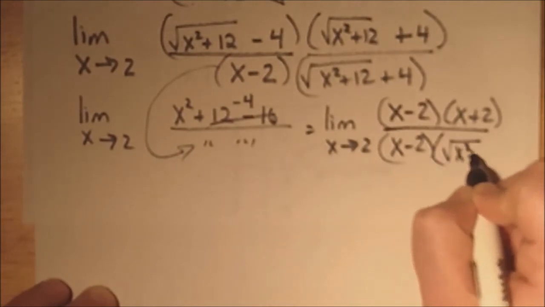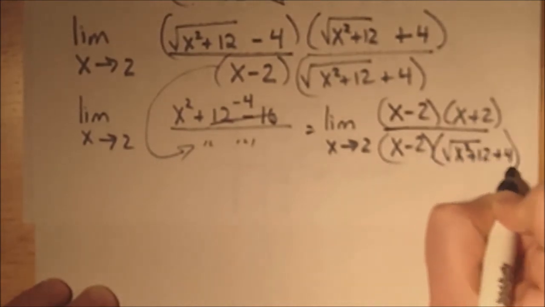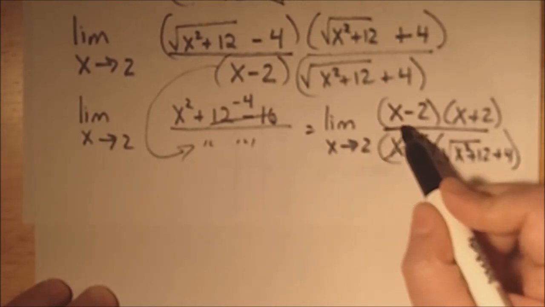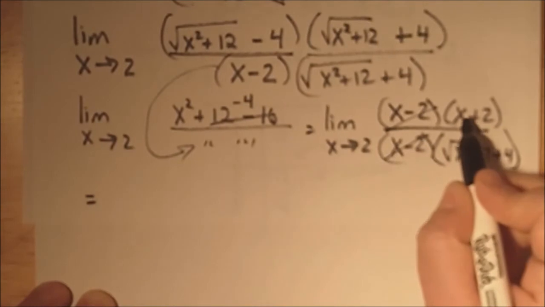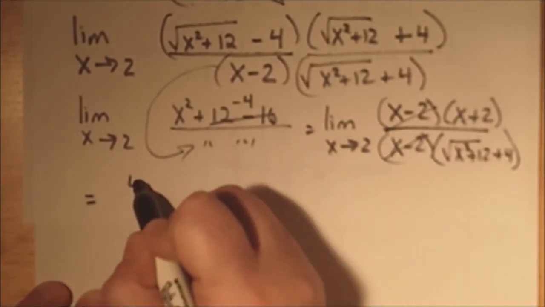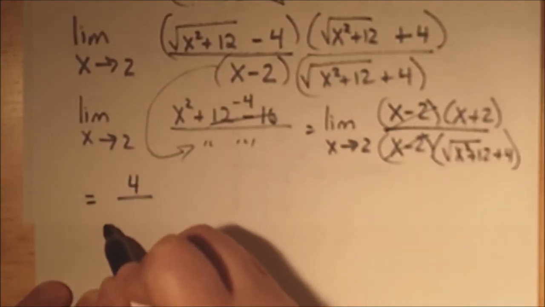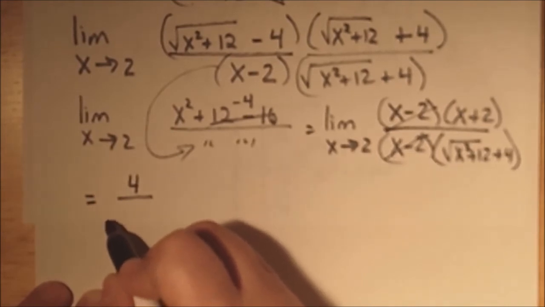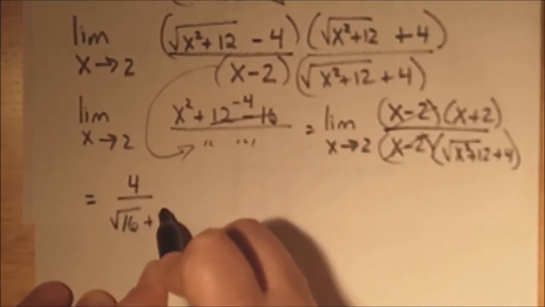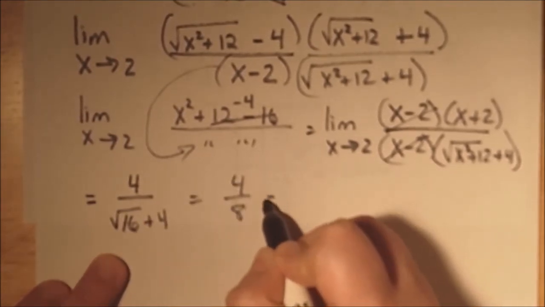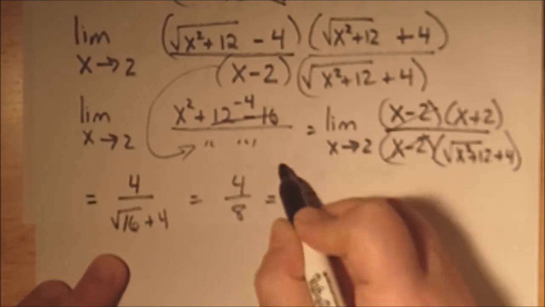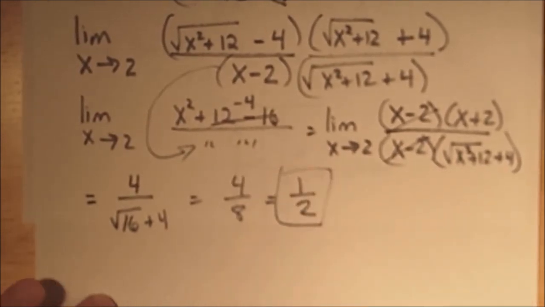and this does in fact cancel. Now I can use the direct substitution property. So plug in 2 for x, I'd get 4 over, let's see, 2 squared is 4 plus 12 is 16. So radical 16 plus 4, which is 4 plus 4, which is 8, so 4 over 8, or a half, is my final answer.